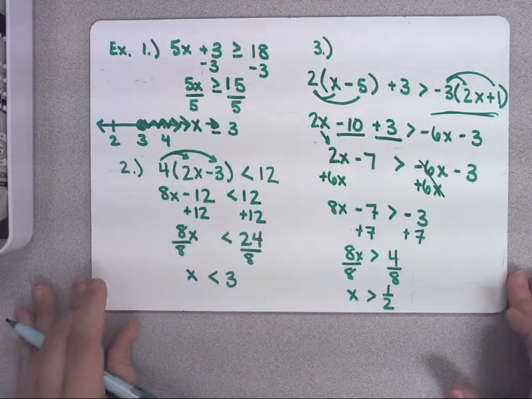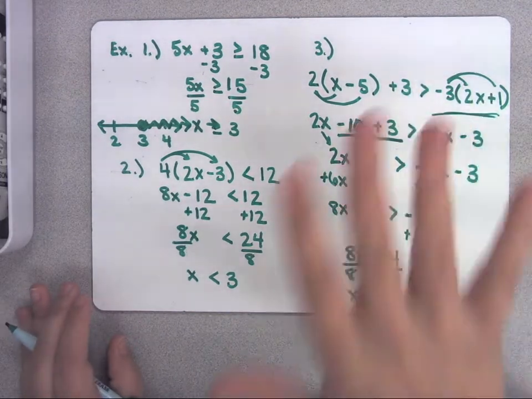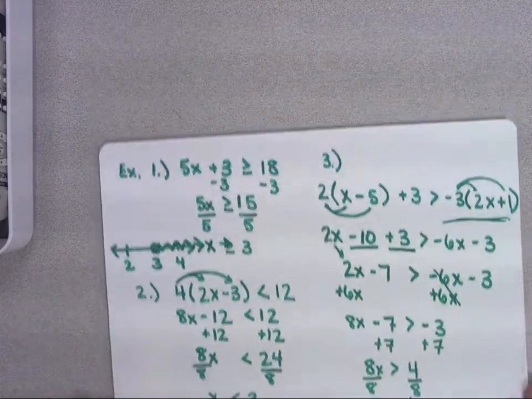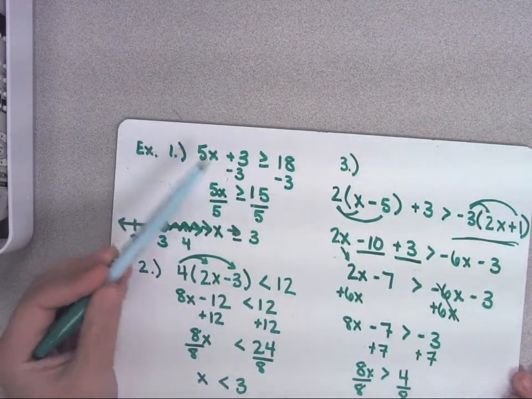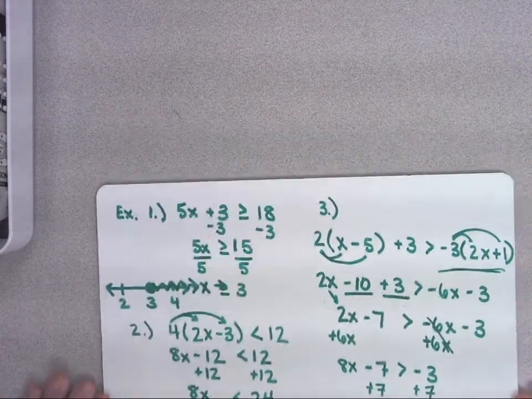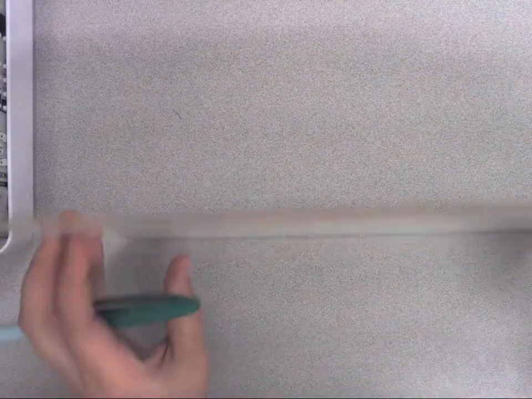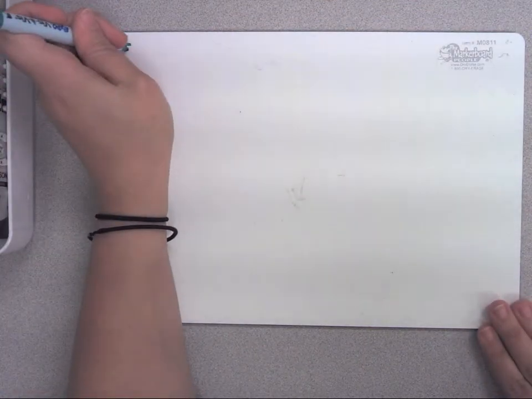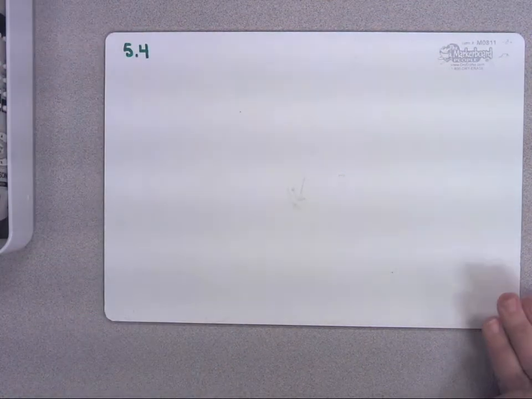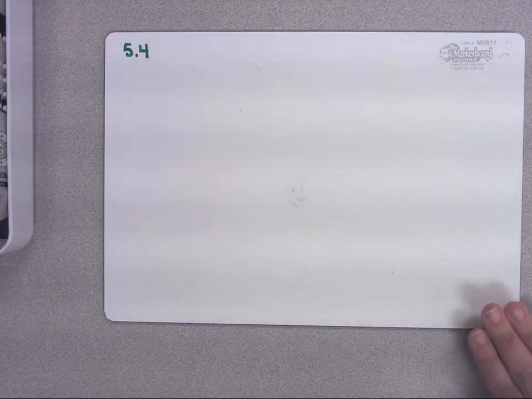Okay? Now, what we're going to do is we're still going to take this thought process. It won't be as hard as this. They'll mostly be easy, like number 1. There will be really no inequality signs. No, not inequality signs. There'll be no parentheses. Okay, and we are going to do 5.4. So that's the next section.